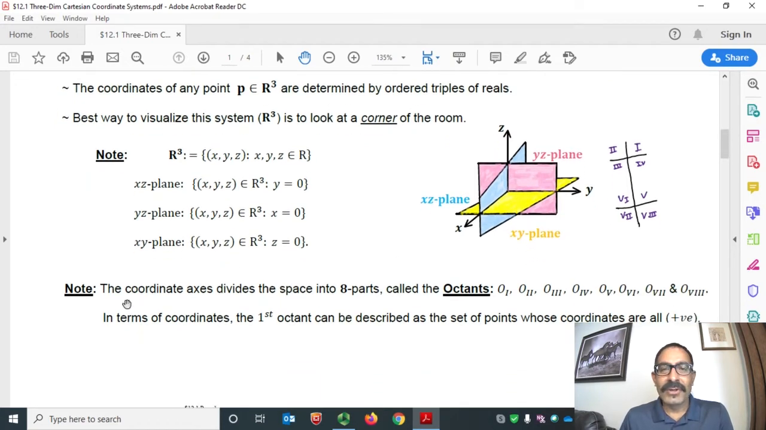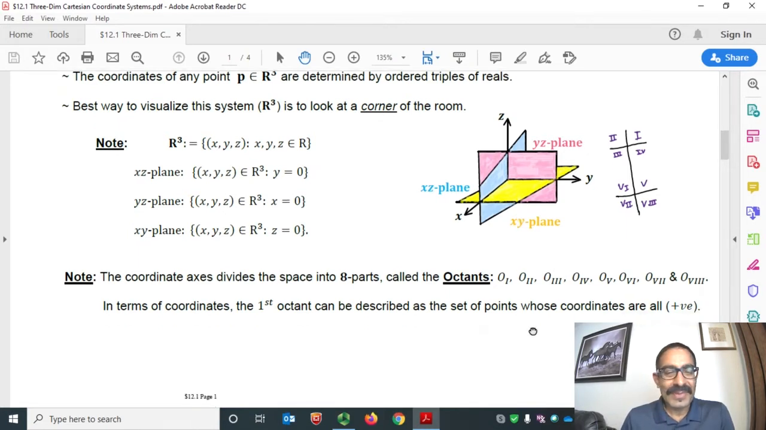And quick note, the coordinate axes divide the space into 8 parts called octants. So the 4 octants are up here and the 4 octants are down here. So it's 4 rooms on maybe the second floor, you can think that way, and the 4 rooms on the first floor, just down below these 4 chambers. I hope this makes sense to you all.